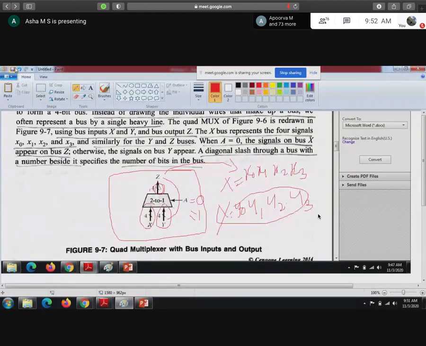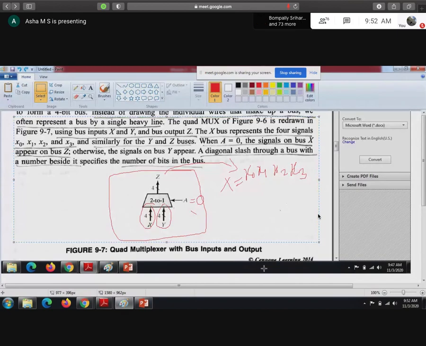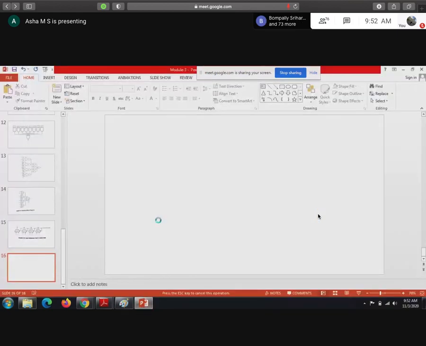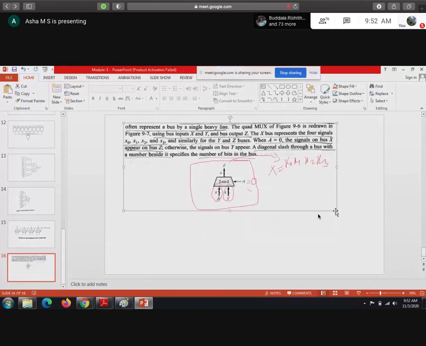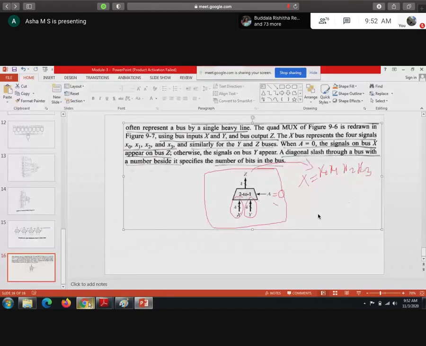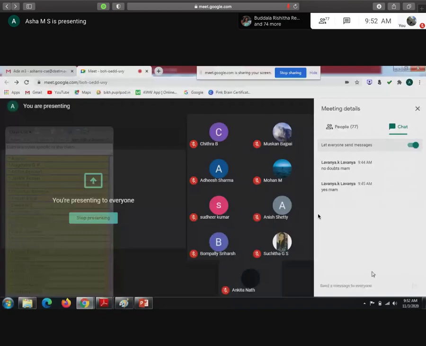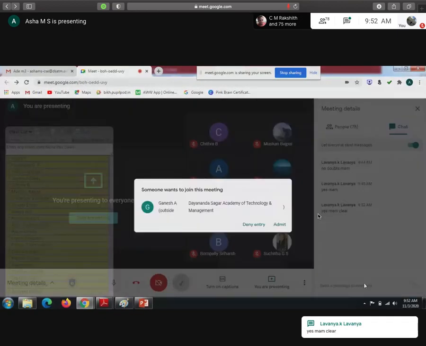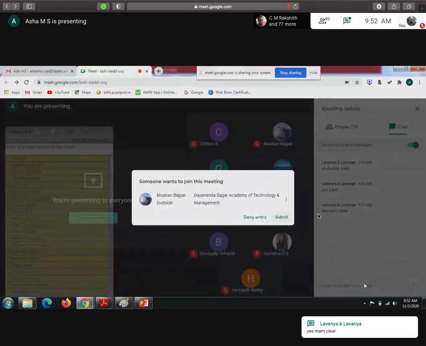Is this clear? Guys, are you clear with this? Where we will be using the bus? Any doubts in this? Any doubts in bus?